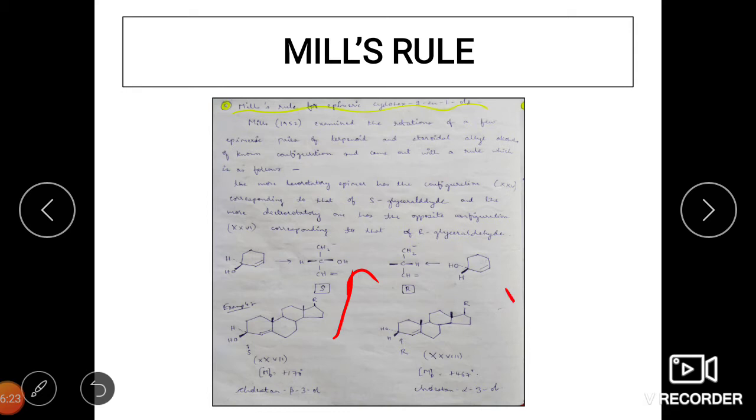And similarly, when you look at this other structure, the cholestane alpha 3-ol, you're going to assign it as R because its configuration is similar to that of R-glyceraldehyde. So this rule was given by Mills. We are going to take S and R-glyceraldehyde as the absolute configuration, and determine the configurations of other steroids and terpenoids on this basis.